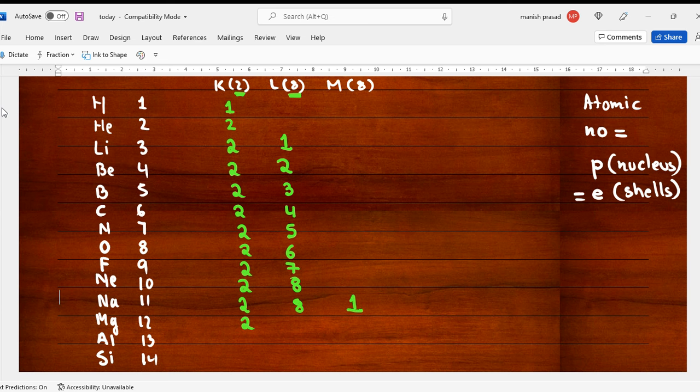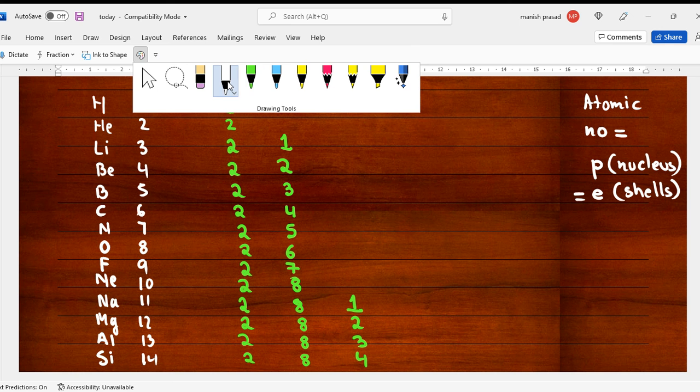Likewise out here, 2, 8, 2, and then 2 plus 8, 10, plus 3, 13, and 2 plus 8, 10, plus 4, 14. This is a simple way of making the electronic configuration.